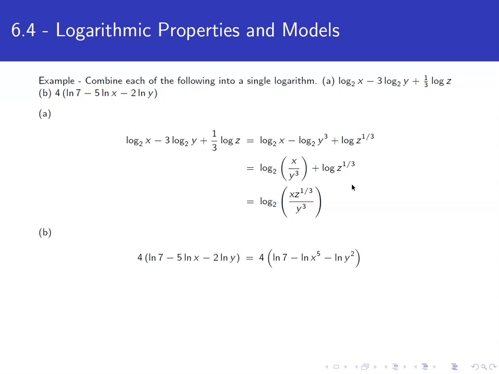In the second one, do the same kind of process. I have a 5 in front of the natural log of x, so I can bring that up as natural log of x to the 5th. We have a 2 in front of the natural log of y, so we can bring that up as natural log of y squared.